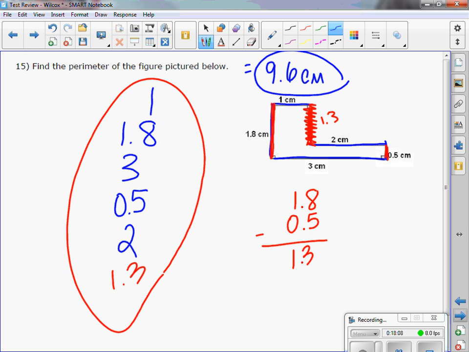Don't forget, there are going to be pieces on problems that they don't directly give you. They did not directly give us this length of 1.3, but they did give us enough information that we were able to solve for it ourselves.